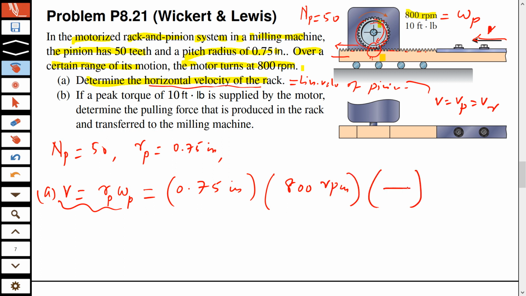And you need some factors so that this gives you inch per second. You have to get rid of revolution, you have to get rid of minutes, so that you have seconds here and you have inches here. The first part was easy. Second part, if a peak torque of 10 foot-pound is supplied by the motor, it's also indicated here, so that is your peak torque, T.